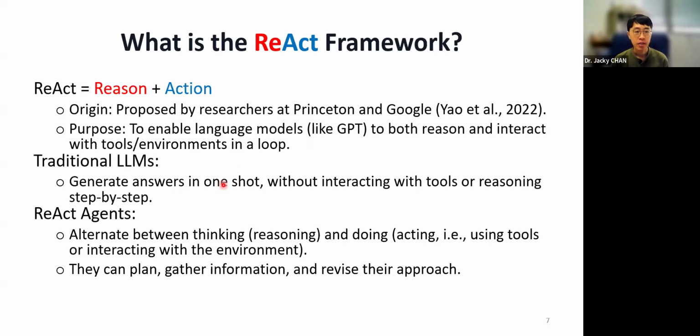And so for ReAct agents, the approach is to alternate between these two steps, think and do. Think and do, think and do, alternating between these two until we finish the task. That's why we call it ReAct, because we reason and then act, like that.